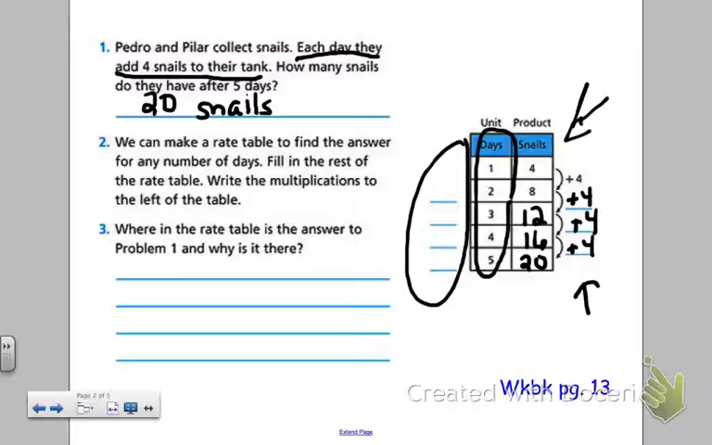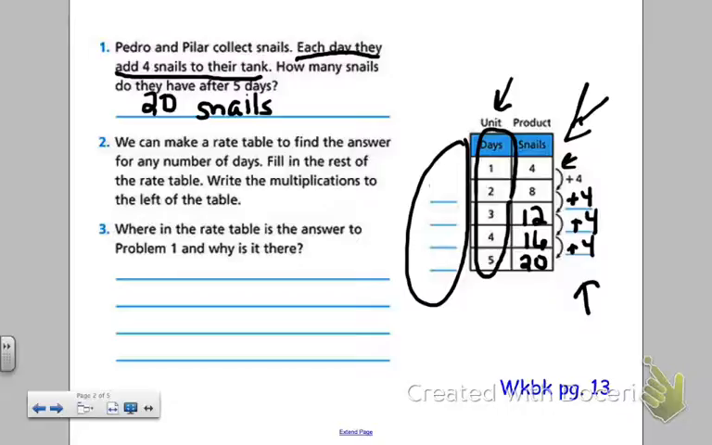If you remember from lesson 3, we saw some problems where we could have used multiplication to figure out how many dollars Noreen had saved in her duck bank. Here we can use multiplication to figure out how many snails Pedro and Pilar will have in their tank after a certain number of days. It's very simple. All you want to do is take your unit and times it by the unit rate, which was 4 every single day. A unit rate is basically another word for the amount for 1, and you're going to see that later on in this page.